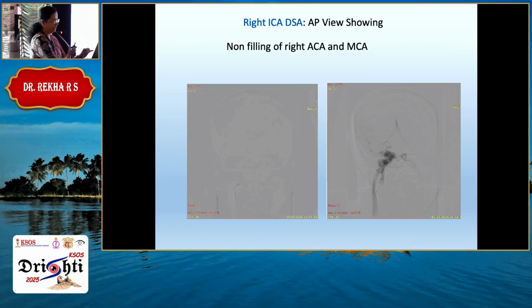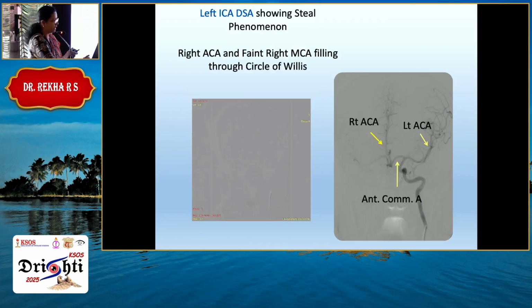So on the left hand side, this is the DSA done with the catheter on the right internal carotid artery. You can see that as soon as it enters into the right internal carotid artery, it was leaking out. There was no filling of the right ACA or the MCA. But at the same time, when the DSA was done with the catheter in the left internal carotid artery, you can see there is not only filling of the left ACA, there is also filling of the right ACA through the anterior communicating artery. So the right side was stealing blood from the left side.